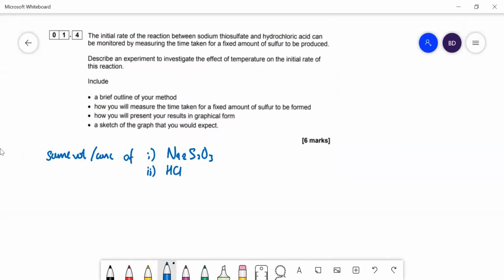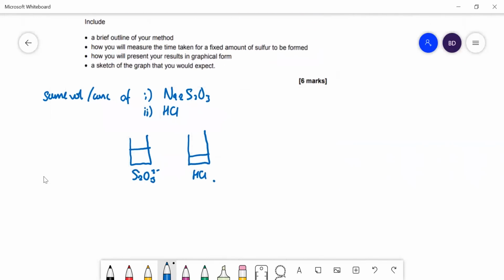Okay, so you're going to get 2 beakers. You're going to get your thiosulfate in one and your hydrochloric acid in the other one. And you're going to place those 2 in a water bath to reach the required temperature. Let them get up to whatever temperature you want. And then you're going to start the reaction by mixing them, and you're going to start the clock.